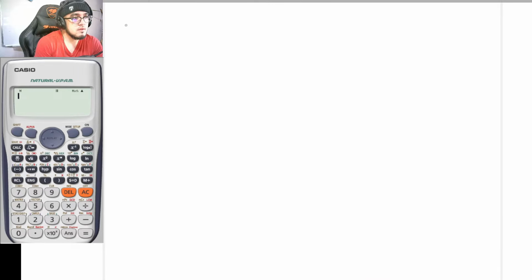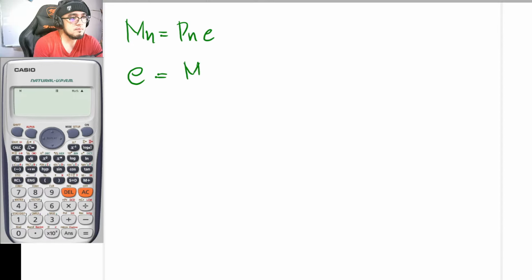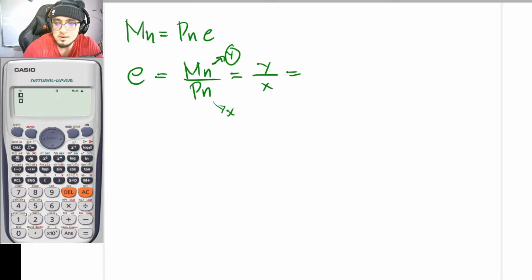Okay, so now let us check for E. So what is to be the value for your E? Since Mn is to be equal to Pne, the value for your E is now to be equal to Mn divided by Pn. So your Mn was stored in Y, and Pn was stored in X. So this is now to be Y over X. Let's look at it in my calculator. So Y over X, alpha Y and alpha X.